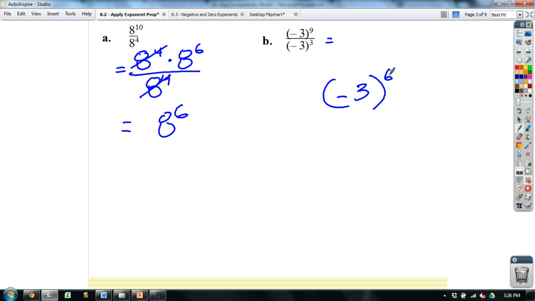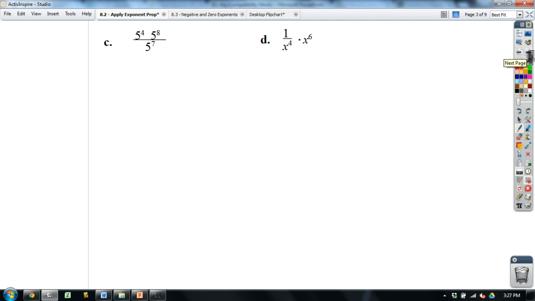If I look at this, I can break this down to -3 to the 3rd power times -3 to the 6th power, divided by -3 to the 3rd power. These divide out to make 1, and I'm left with -3 to the 6th. All right. Let's take a look at another one. Why don't you go ahead and try C on your own and try D on your own, and I'll go through the answer real quick.